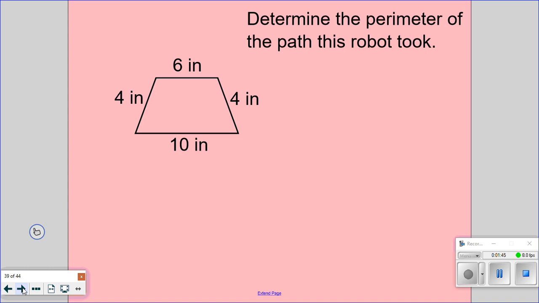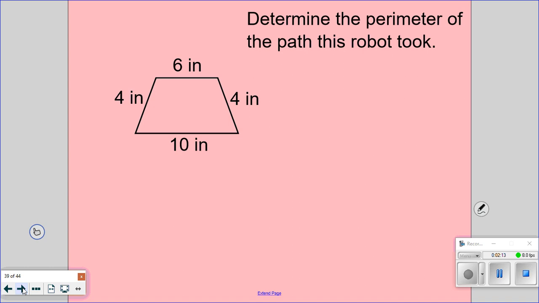If I want to know the total distance that this robot took, how would I do that? Harper, how would I do that? You would add all the inches. Even the ones on the inside? No. Only the outside path.